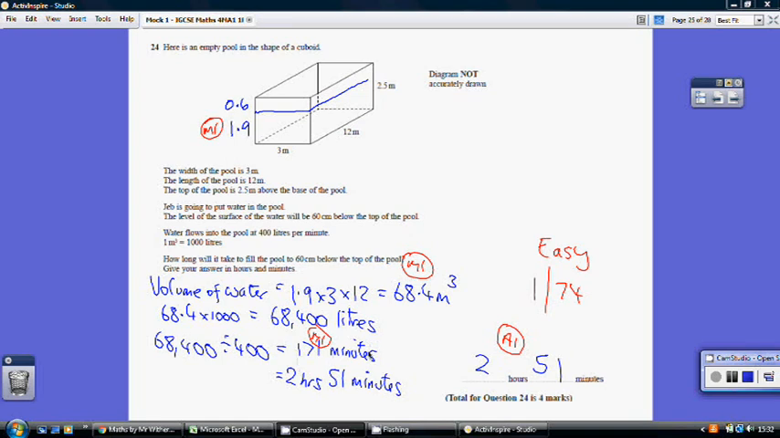Now turning that into hours and minutes, 60 minutes in an hour, so that's 2 hours we can fit into this, using up 120 minutes, 51 minutes in addition to this, so 2 hours, 51 minutes.